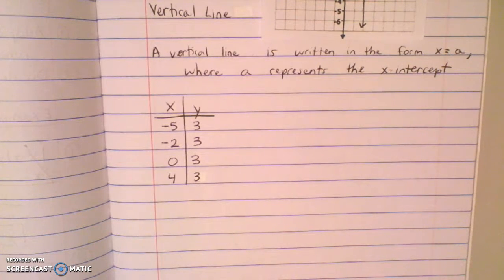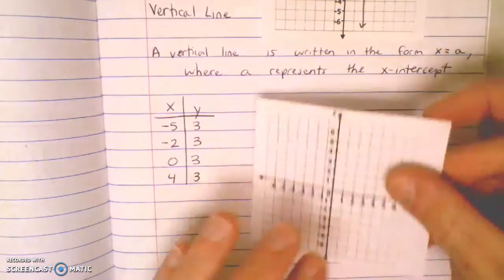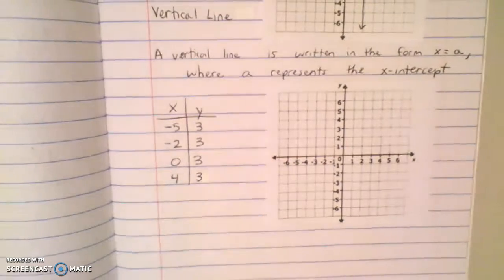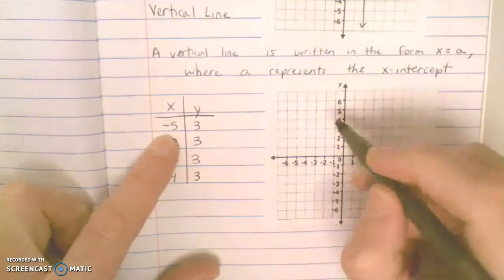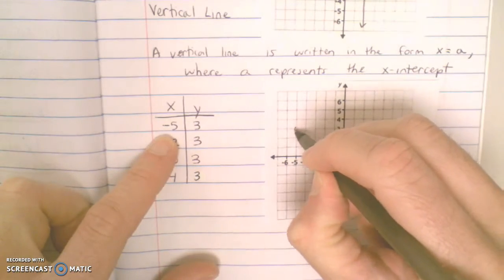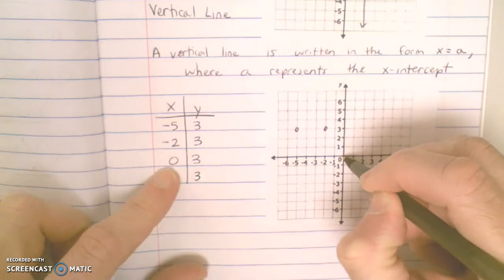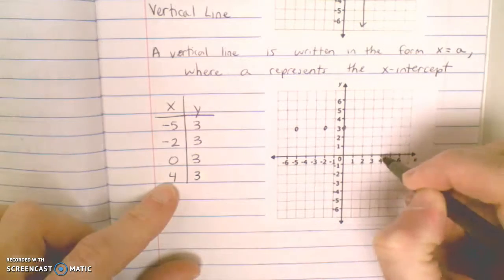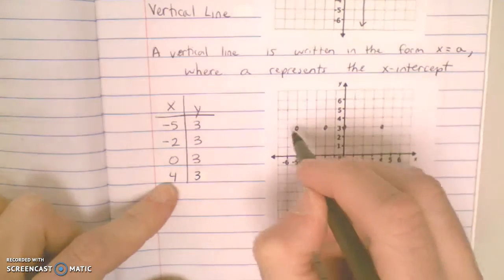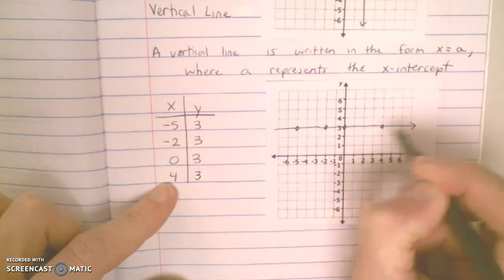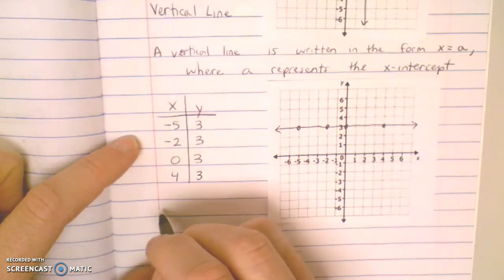Okay, so using your graph, let's plot our points. So I've got negative 5, 3, negative 2, 3, 0, 3, and 4, 3. So take a look at this graph. Here we have a horizontal line.